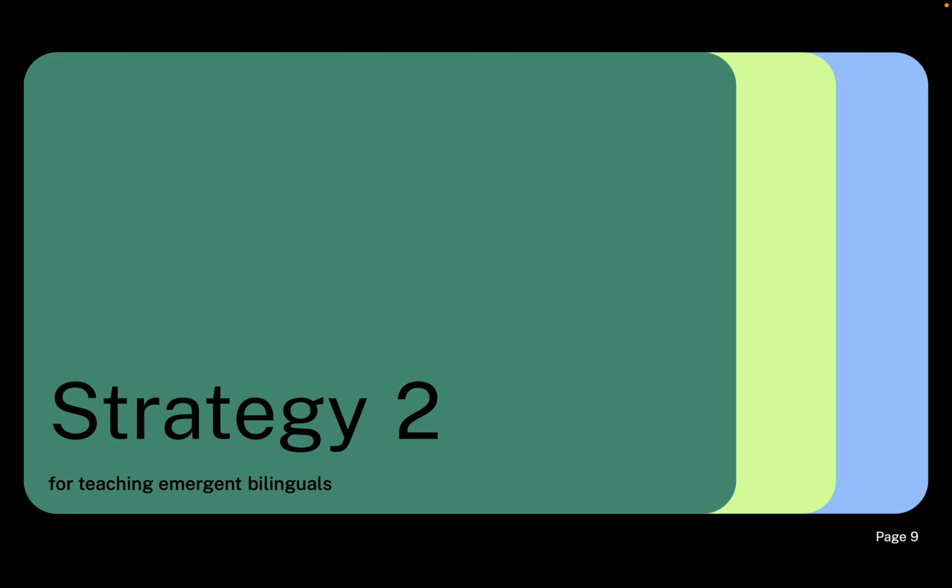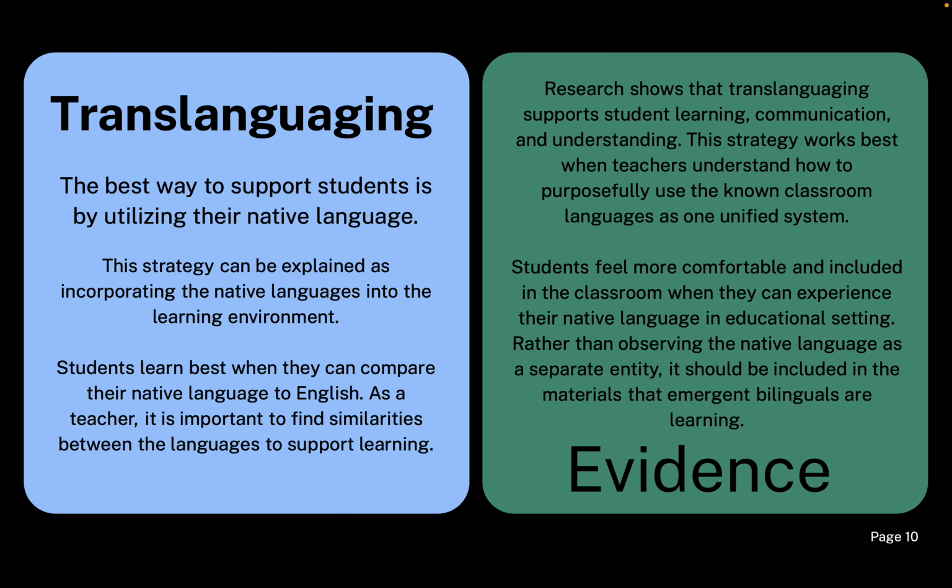Our second strategy for teaching emergent bilinguals is translanguaging. The best way to support students is by utilizing their native language. This strategy can be explained as incorporating the native languages into the learning environment. Students learn best when they can compare their native language to English. As a teacher, it is important to find similarities between the languages to support learning. Research shows that translanguaging supports student learning, communication, and understanding.